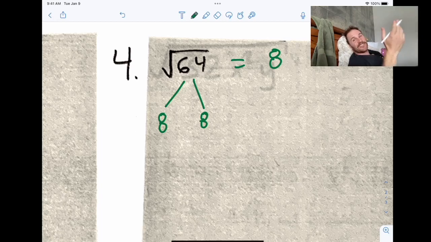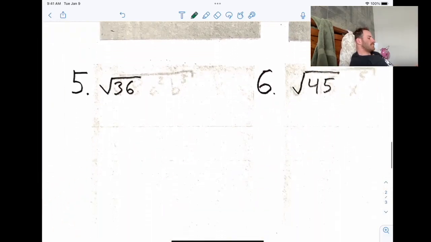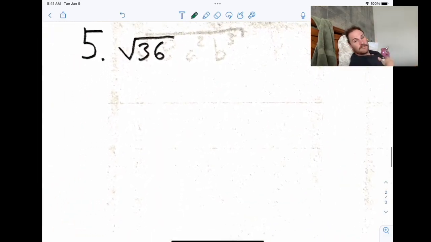celebrate, because that's awesome, right? You don't have to do any more work. You know what the square root of 64 is. So you don't have to do a factor tree. All right? 36, we've got the same thing. Okay? Square root of 36 is equal to 6, so I don't have to make a factor tree.